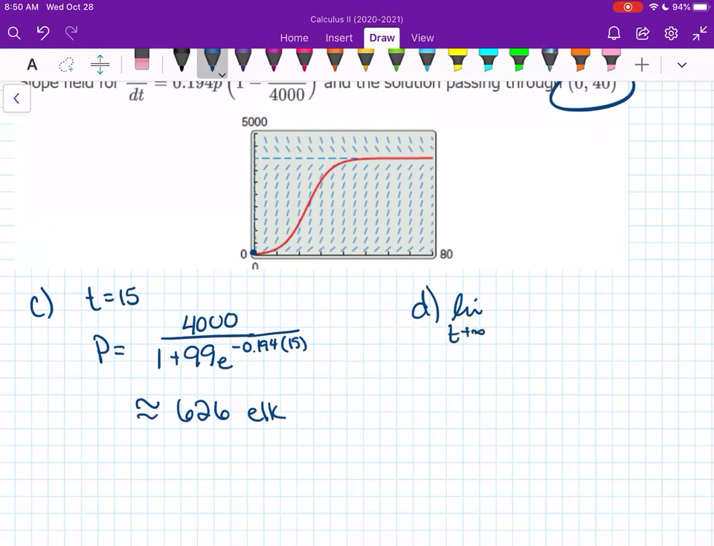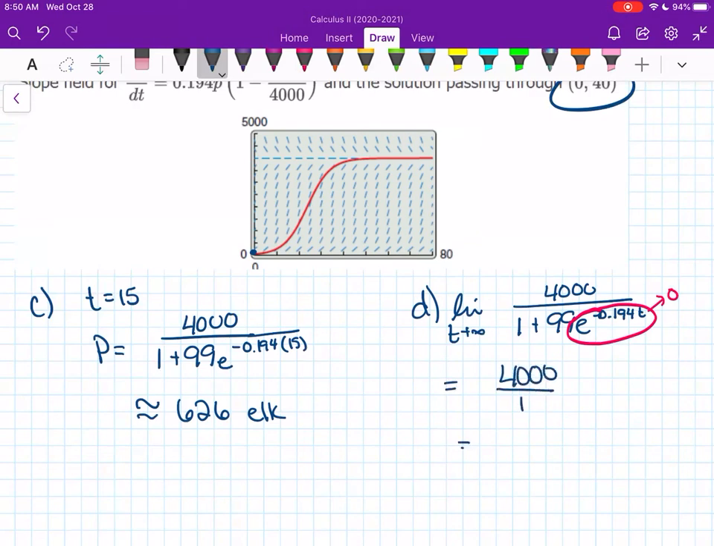And then part D asked us to look at the limit as t goes to infinity and confirm that it does reach our carrying capacity. So if I have 1 plus 99 e to the negative 0.194 t, if I look at this piece here, because I have a negative exponent, that e to that power is going to 0. So my denominator is going to 1 plus 0. So I am reaching 4,000 over 1, which is just 4,000.